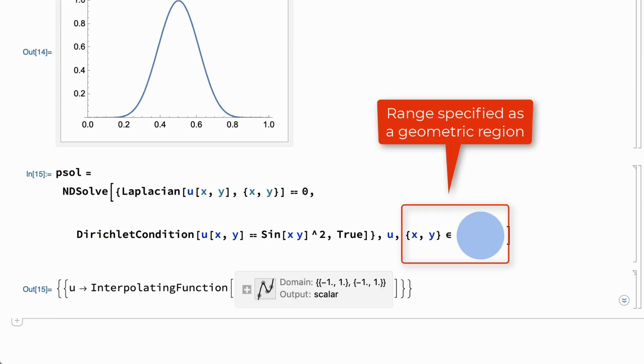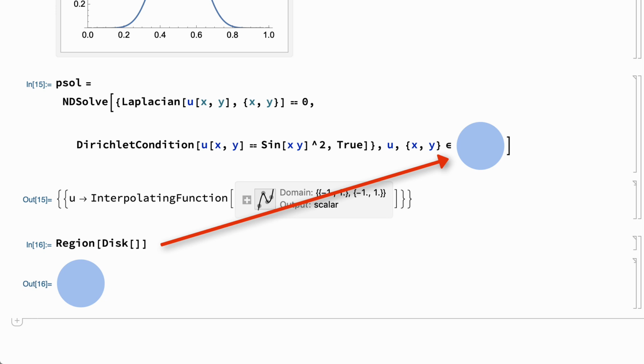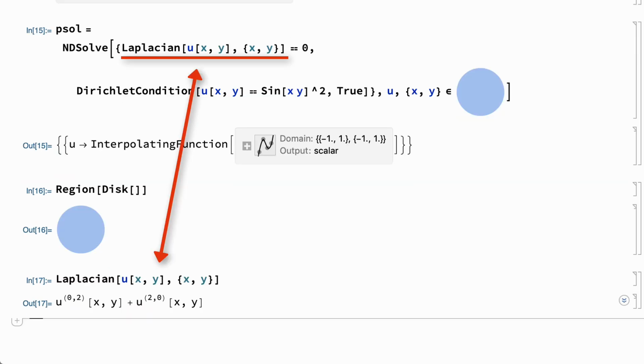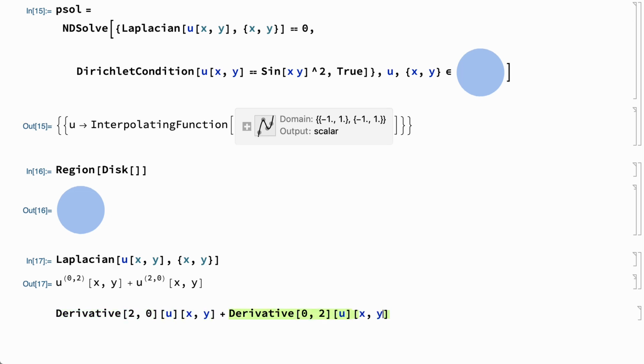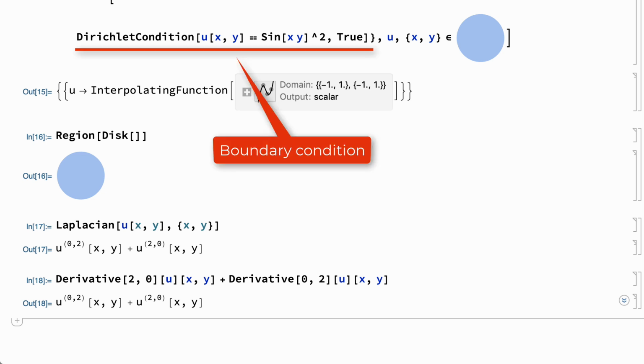The range of the independent variables in that input is given as a geometric region, which was set up using the Region function. Also, rather than using explicit derivative expressions, this input uses the Laplacian function, which represents the Laplacian operator from mathematics. The Laplacian operator is a sum of second derivatives. The same sum could be entered using derivative expressions, so the Laplacian function is just a convenient tool for getting that result.